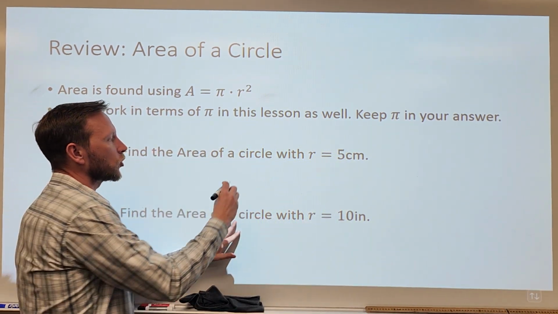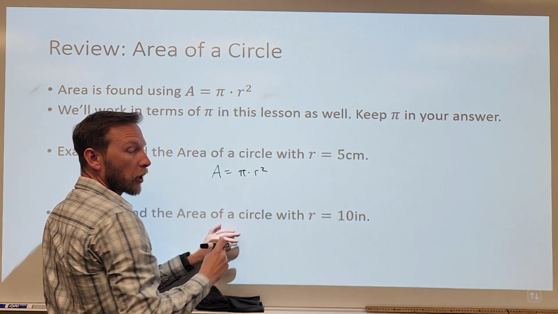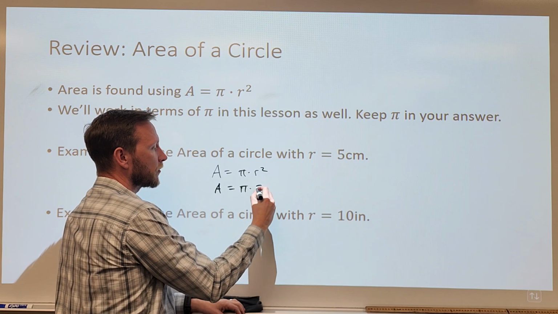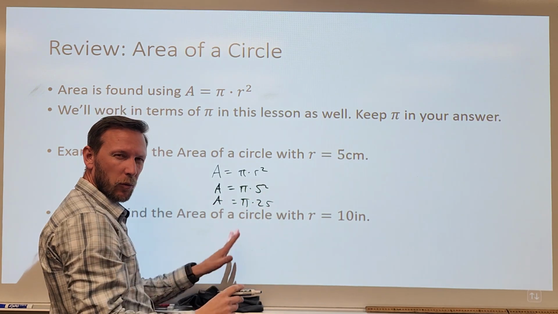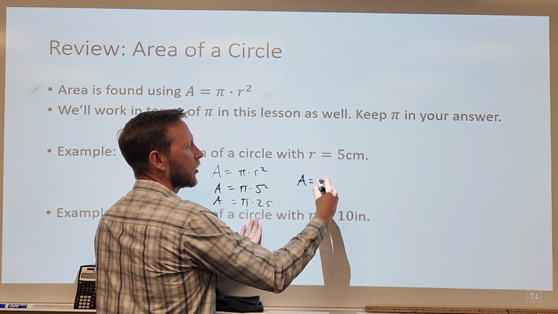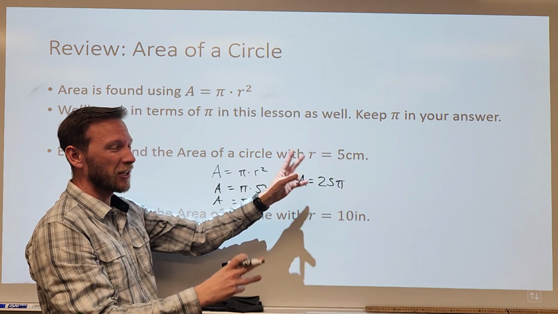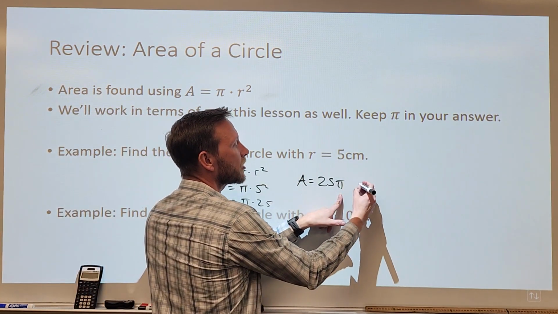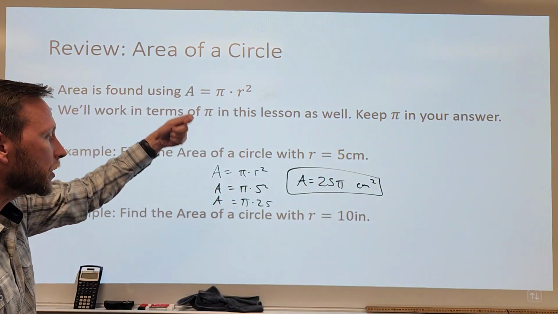Find the area of a circle with this radius. The area of this circle is pi times the radius squared. Write down the formula so that you know it. It is equal to pi times 5 squared, which is pi times 25. But we're going to write that as 25 in front of the pi, as a coefficient of this symbol representing this quantity. And the units are squared, so centimeters will be squared.